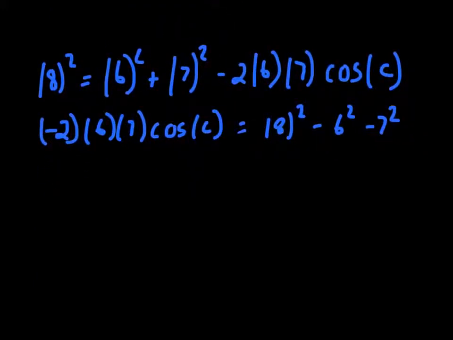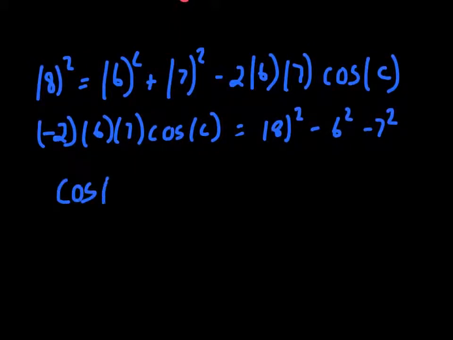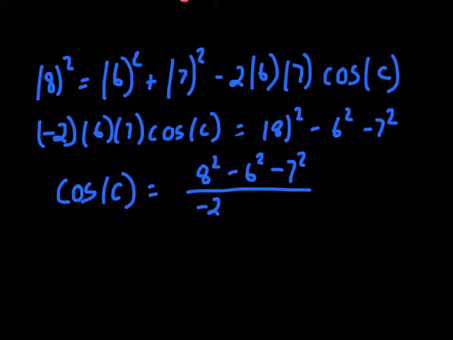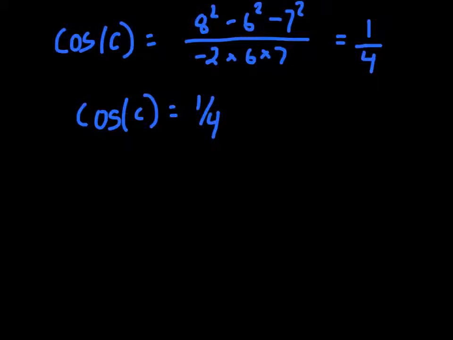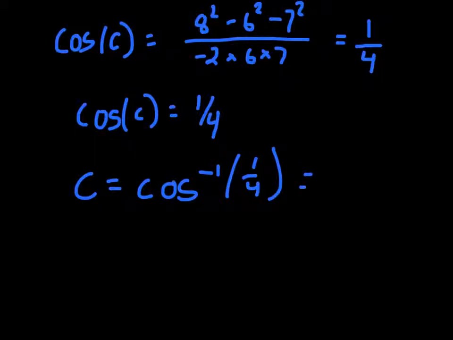Solving it out more, we get that the cosine of C is equal to 8 squared minus 6 squared minus 7 squared over negative 2 times 6 times 7, which is equal to 1 over 4. So the cosine of C is equal to 1 over 4. But we want to find the angle, so C is equal to the cosine inverse of 1 over 4, which is equal to 75.5 degrees. And that's how you use the law of cosines to find a missing angle.